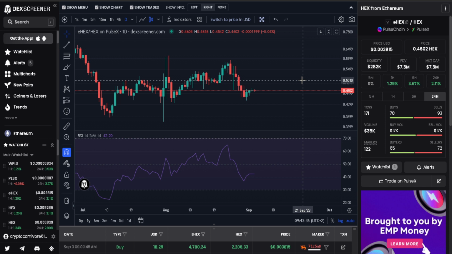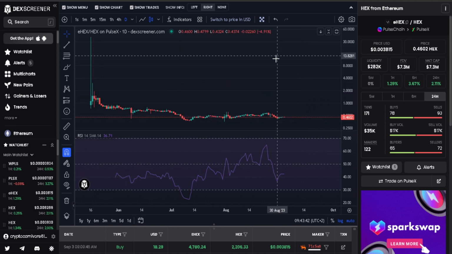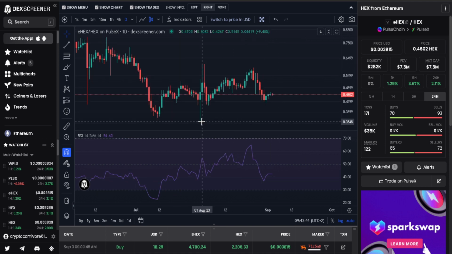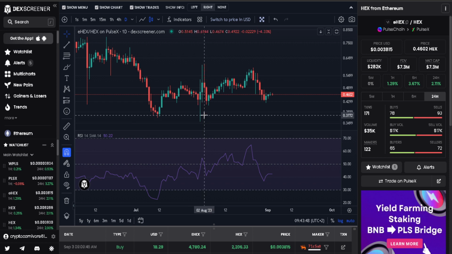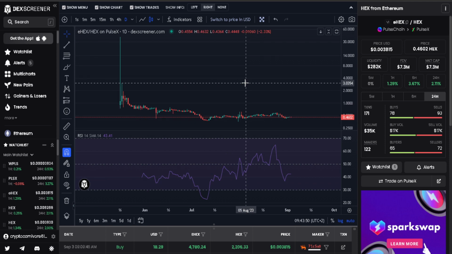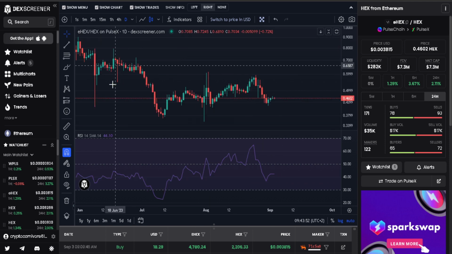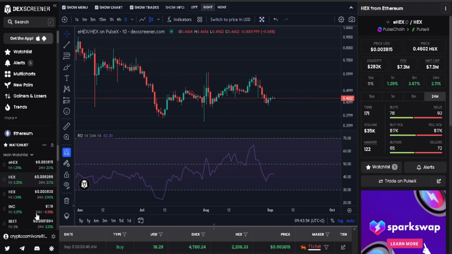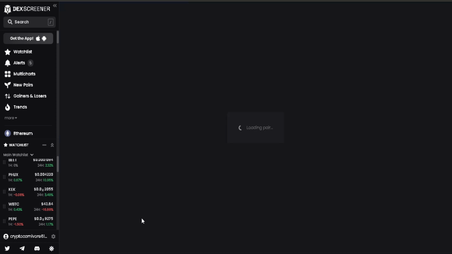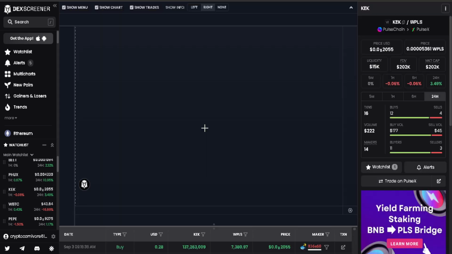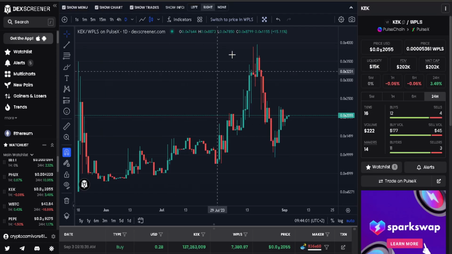So you're getting 2 eHex, a little bit more than 2 eHex per pHex. No real divergences to speak of. We do have slight bullish divergence or hidden bullish divergences, which shows continuation, but nothing really to shout about and get excited about. Let's, for the last video, quickly check out Kick.